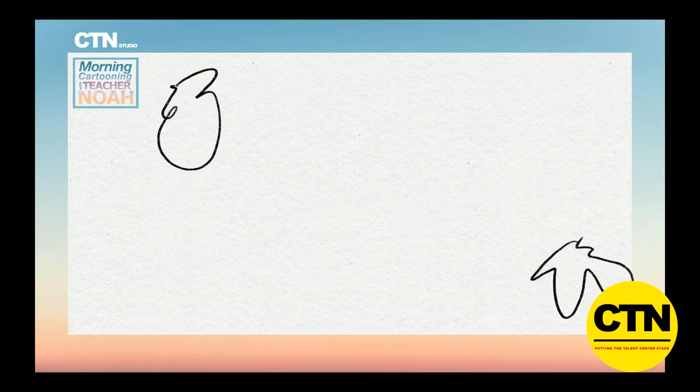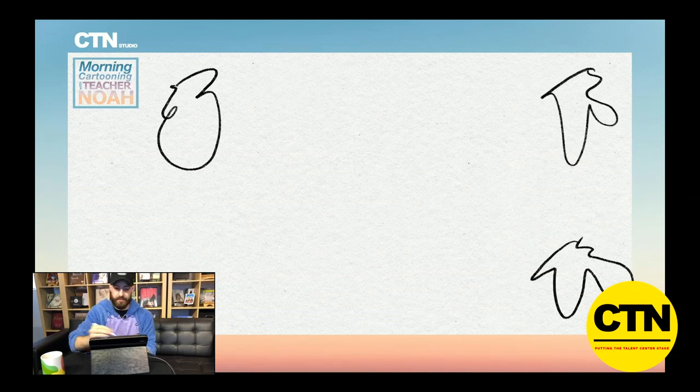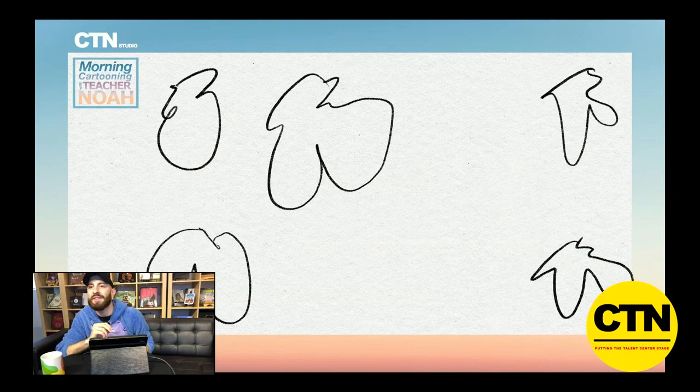We just want them to be simple, closed figures. We're going to try to avoid doing anything like a triangle or a square or a circle. We're just going to make them a little bit weirder than that, like this. Let's see.